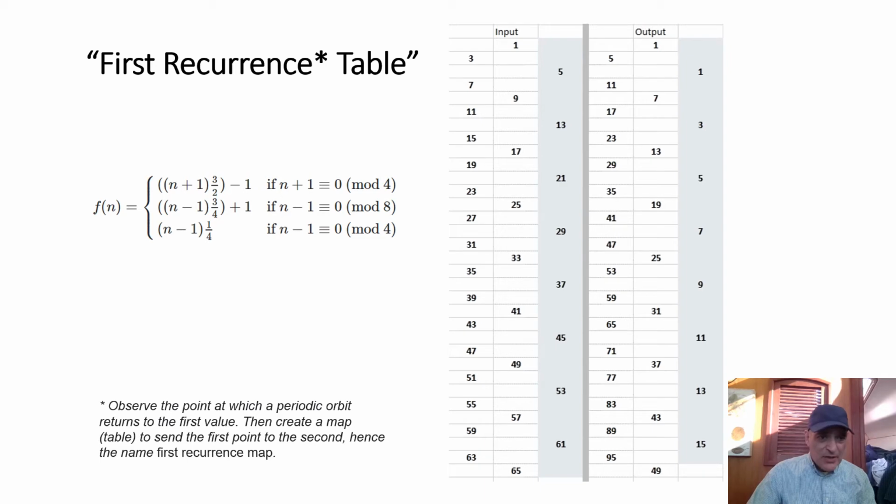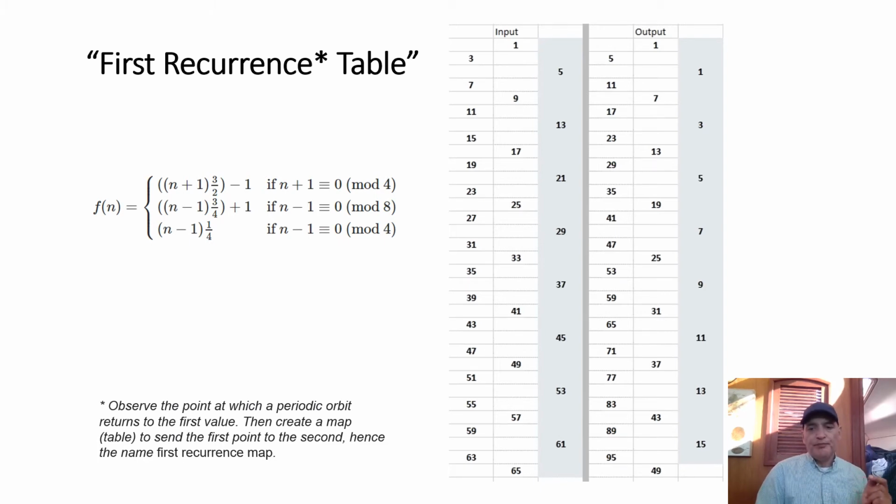Now that's strange. Hope I haven't skipped a slide. This is a first recurrence table. Anyway, that's what I'm calling it. And this idea was developed by a French mathematician about a century or more ago. It was called a Poincaré map. That was his name. And he realized a lot of dynamical systems can be simplified. And he said, observe the point at which a periodic orbit returns to the first value.